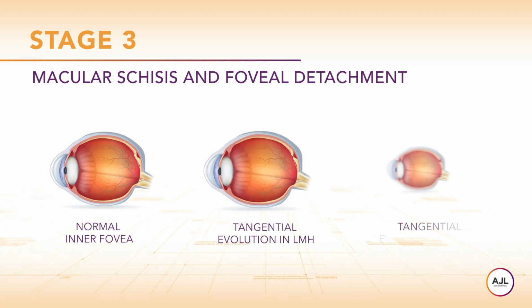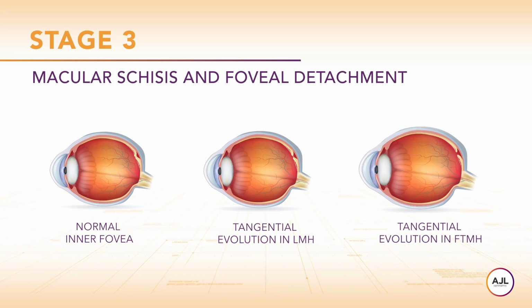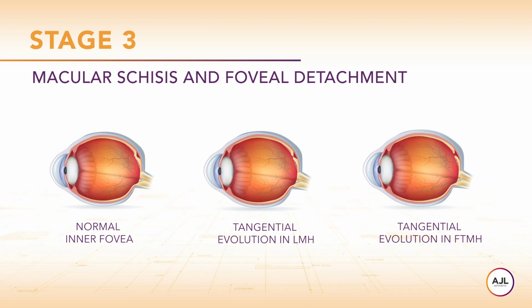The scene represents stage 3, a combination of macular schisis and foveal detachment, and shows the tangential evolution from stage A, intact fovea, to B, lamellar macular hole, to C, full thickness macular hole.